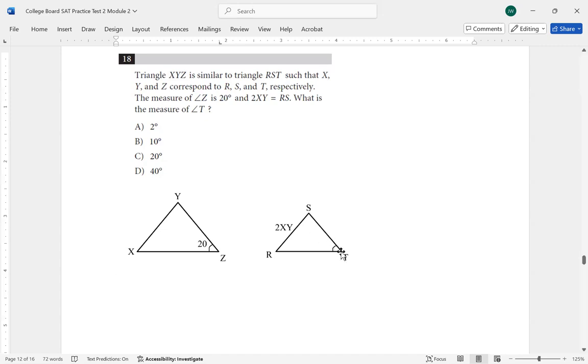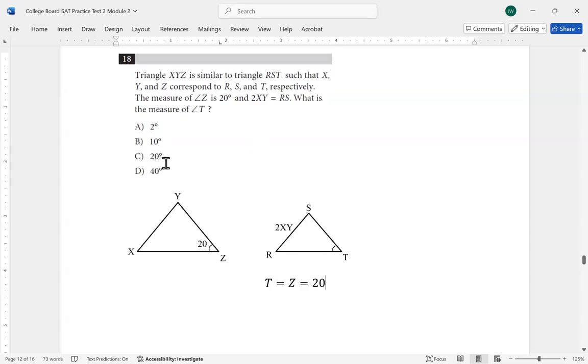Notice that the measure of T has to be the same as the measure of Z. And so basically what we have is that T, since it's the same as the measure of angle Z, also has to be 20. So all of that other stuff, the fact that 2XY is equal to RS, actually doesn't come into play. And we can just say angle T is measured at 20 degrees, which is option C. So the answer to question 18 is option C.